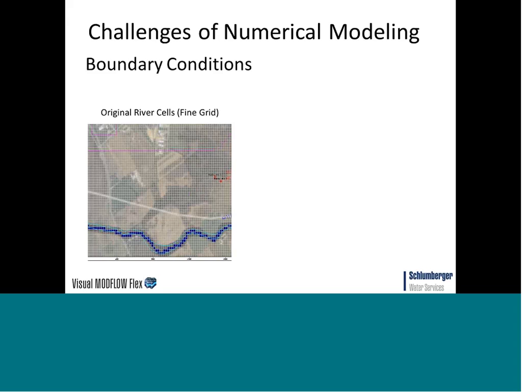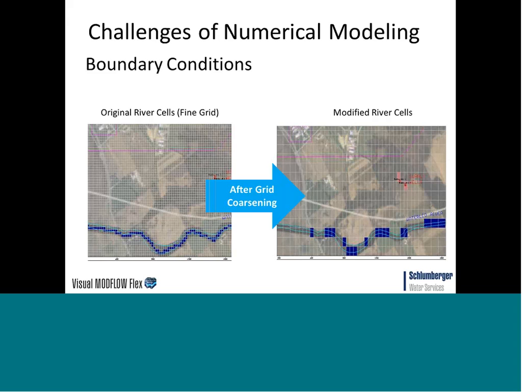Same is true if you start with a MODFLOW grid which is too fine and you need to coarsen it. So again, your river cells are assigned to the fine MODFLOW grid. After coarsening the grid, you have the modified river cells shown on the screen on the right. And often, since the cell center for the original grid cell is no longer in the right location, you may have the river boundary that is incomplete or disjointed. And again, there's no easy way to fix this.